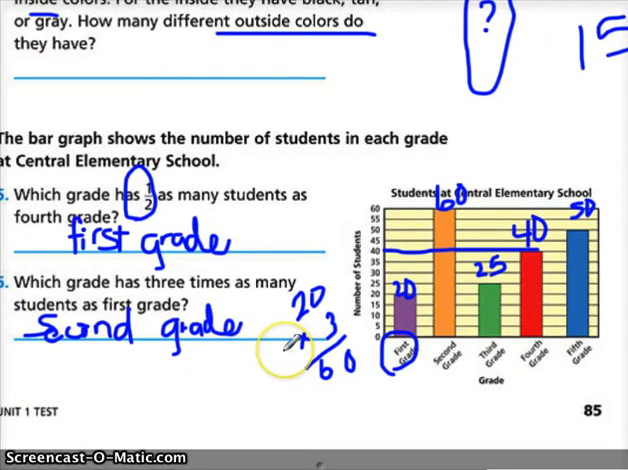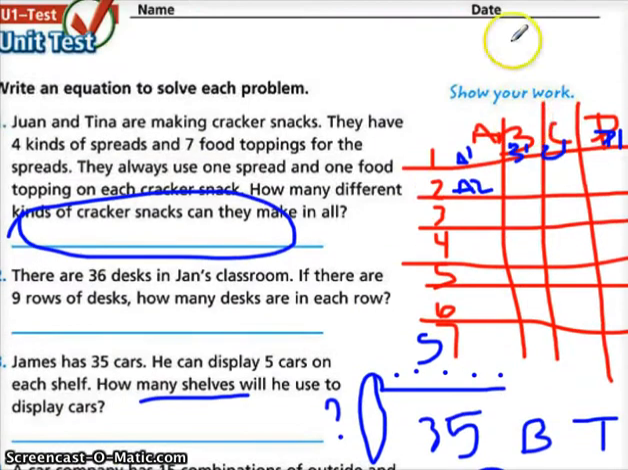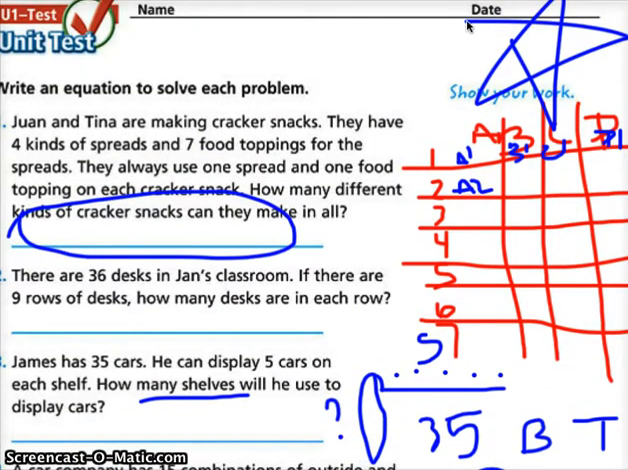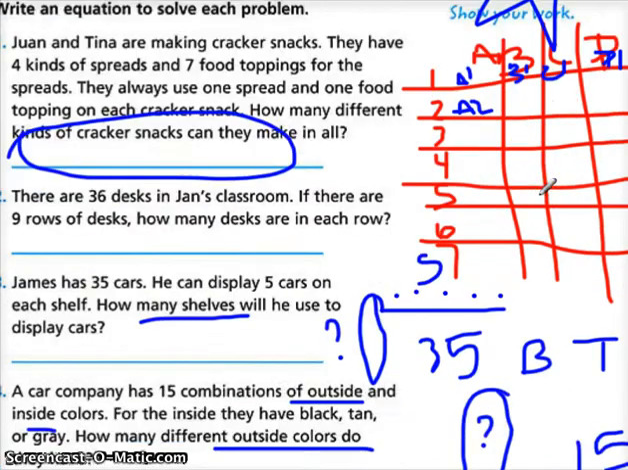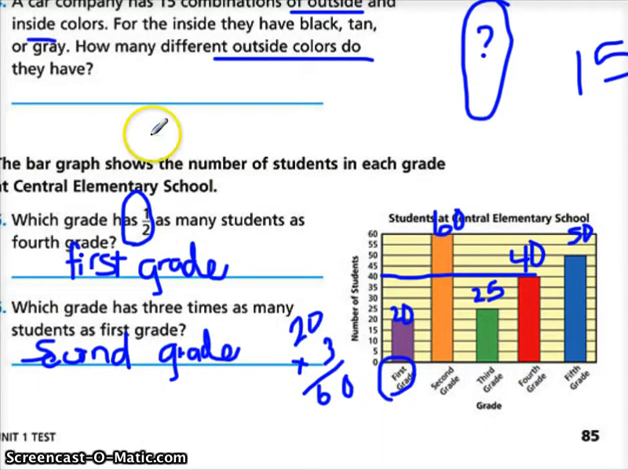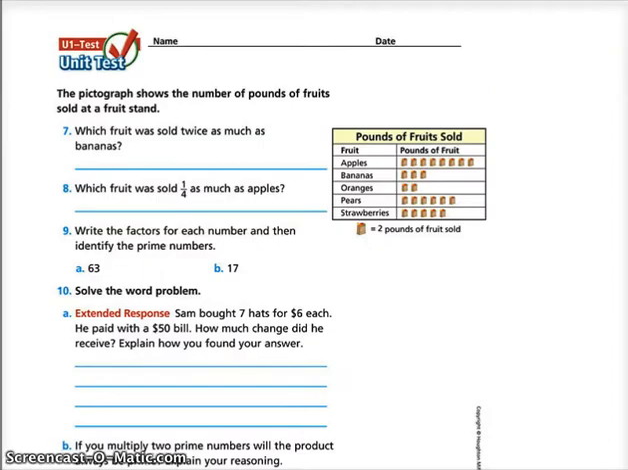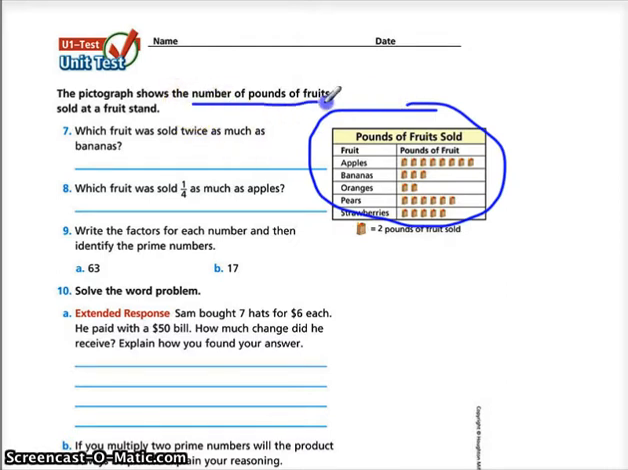All right, you need to raise your hand to get a star on this page before moving on to the back. Raise your hand to get your star. All right, to the back side. Now we're looking at a pictograph. Okay, this shows the number of pounds of fruit sold at a fruit stand.